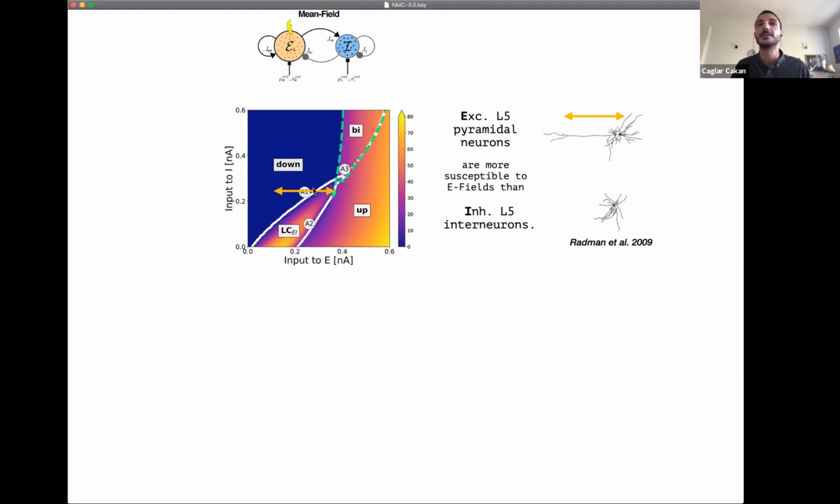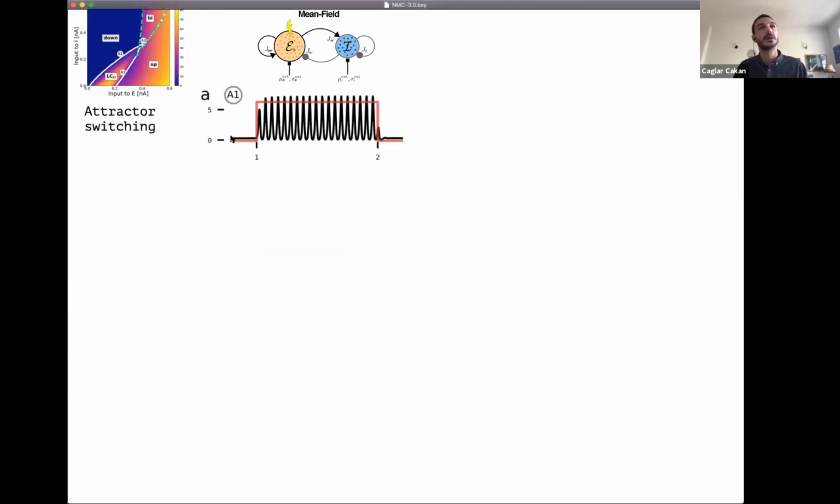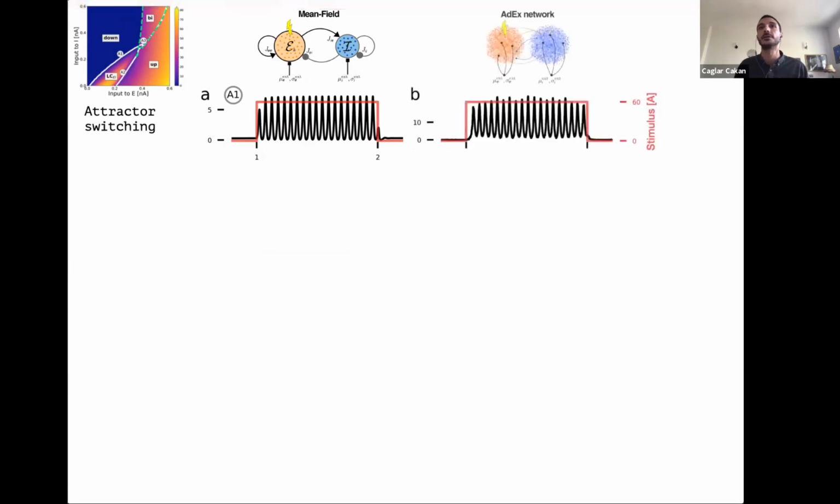So this makes the electrical field input basically move on the x-axis here in these diagrams. So let's do this now. We put the bifurcation diagram to the side and then sit on this point A1 and just repeat what other people have done in experiments. For example, we start in the down state. Now we turn on the stimulus and we can see how we move from the down state into the limit cycle by a constant stimulus, right? So this turns on an oscillation through a direct current. The same is also true for the AdEx network, of course, if you sit at an equivalent point in the bifurcation diagram.